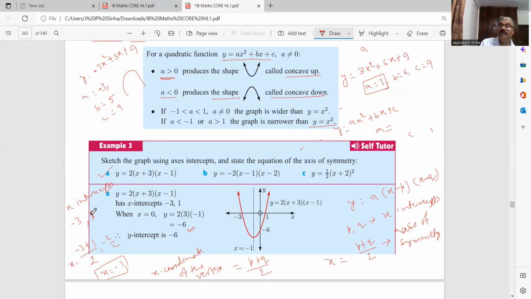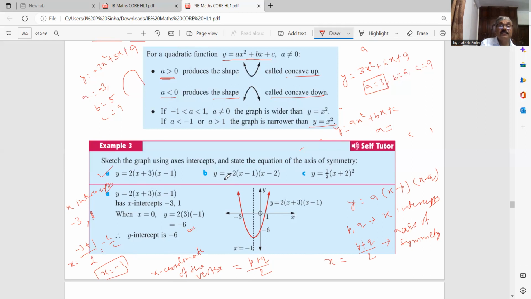The x-intercepts are minus 3 and 1, and the axis of symmetry is minus 1. The x coordinate of the vertex is also minus 1. Here x is equal to minus 1 is the axis of symmetry, and the x coordinate of the vertex is minus 1. Okay.